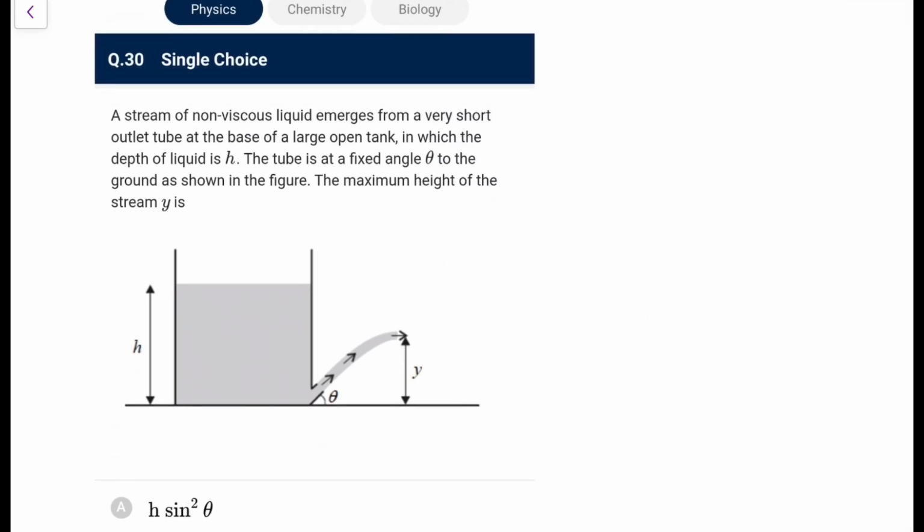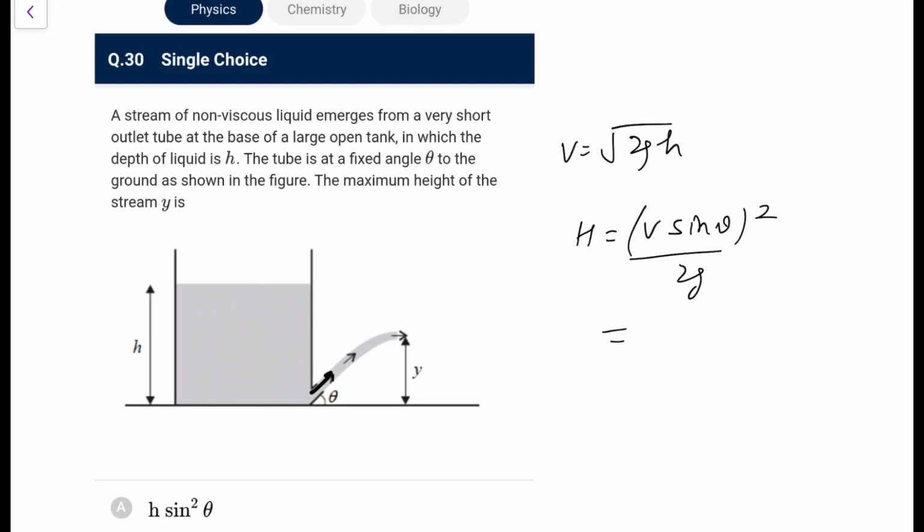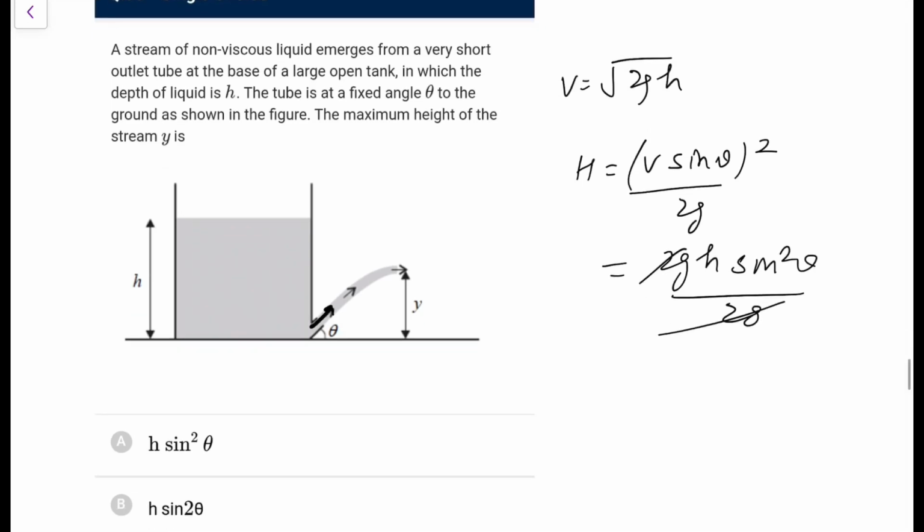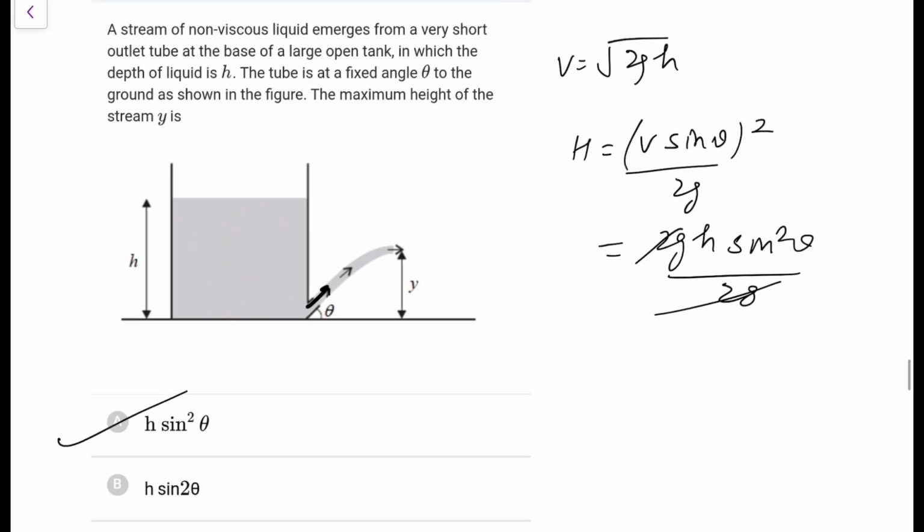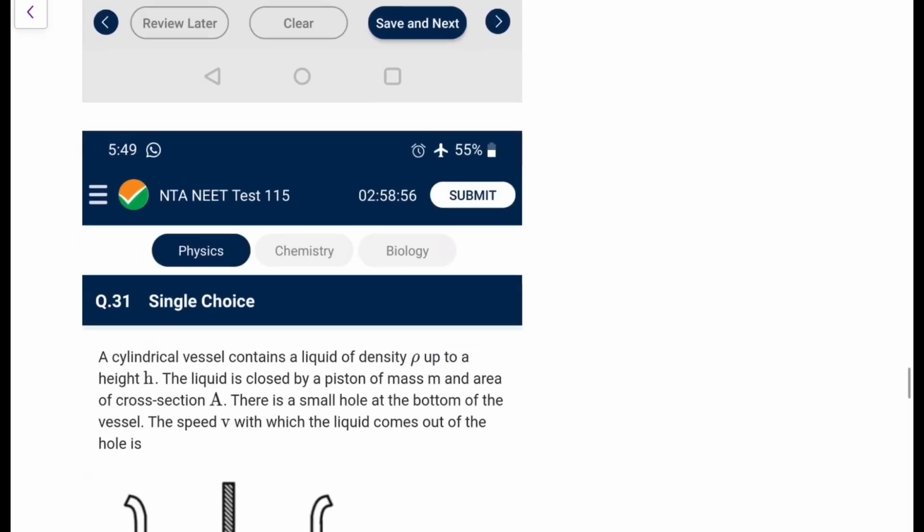A stream of non-viscous liquid emerges from a very short outlet at the base, in which the depth of liquid is h. The tube is fixed at angle theta. The maximum height of the stream would be, so you know this speed would be equal to root 2gh, and it is at an angle theta, so the maximum height would be v sine theta whole square by 2g. So v square sine square theta, that is 2gh sine square theta by 2g, that is h sine square theta. You can go for option A in this case, like a projectile one.